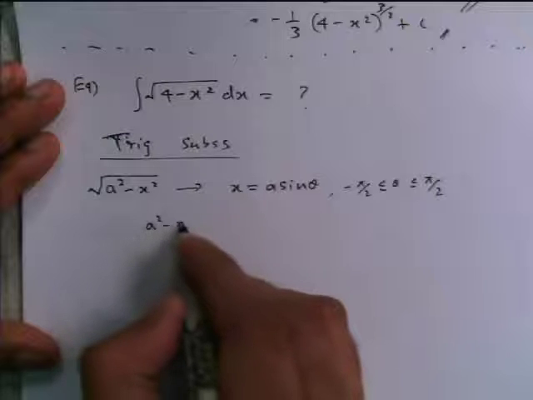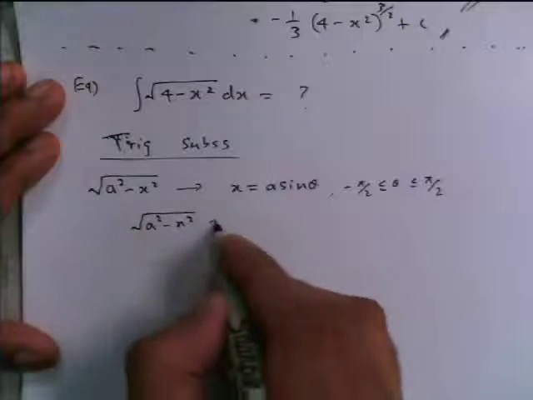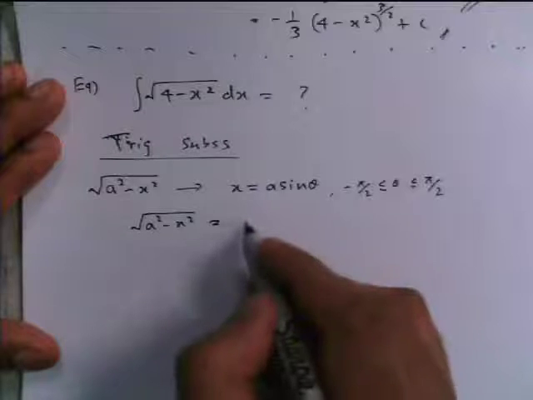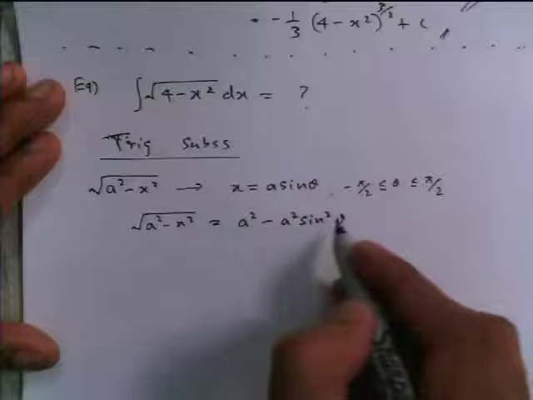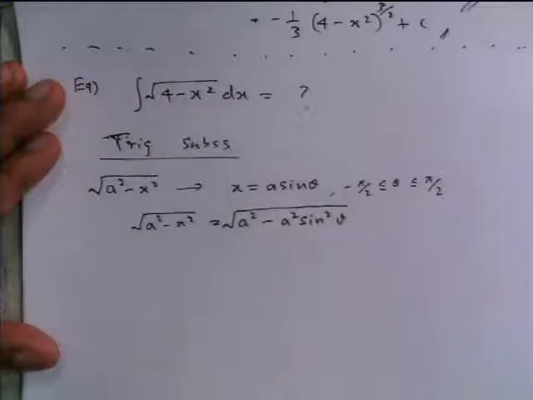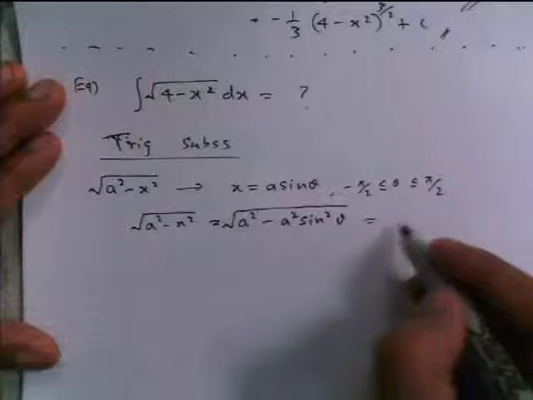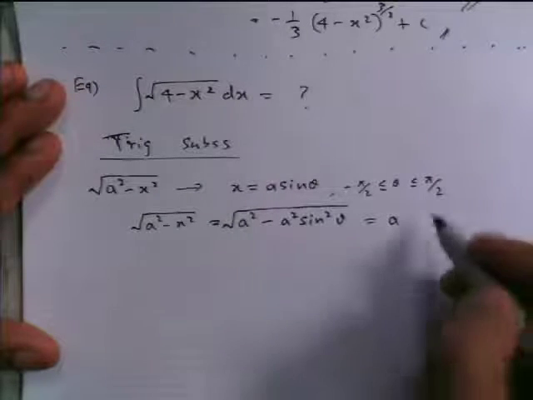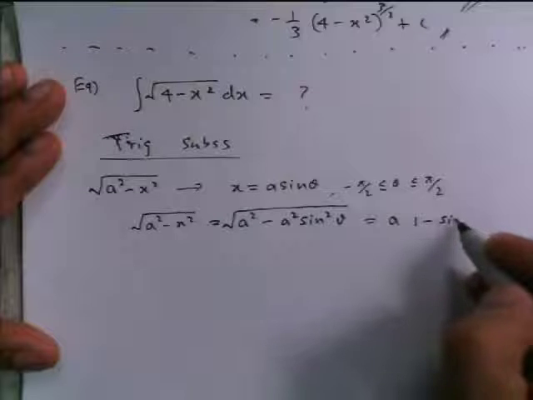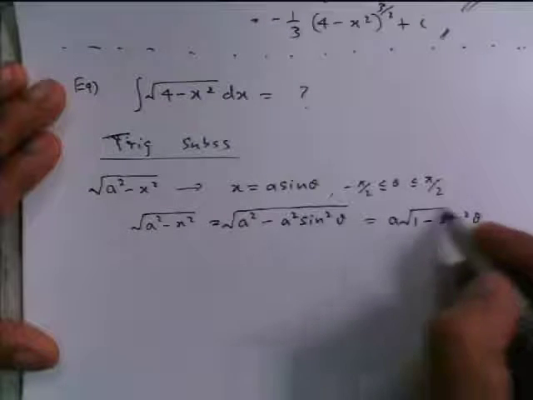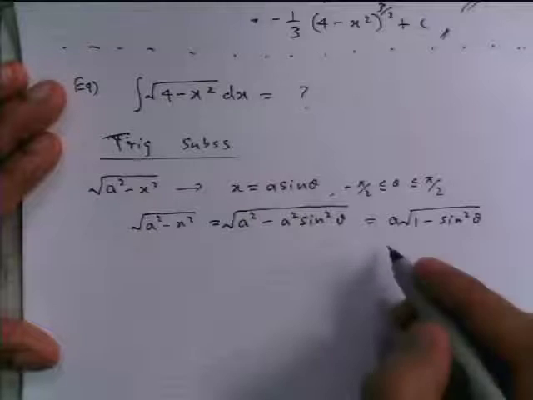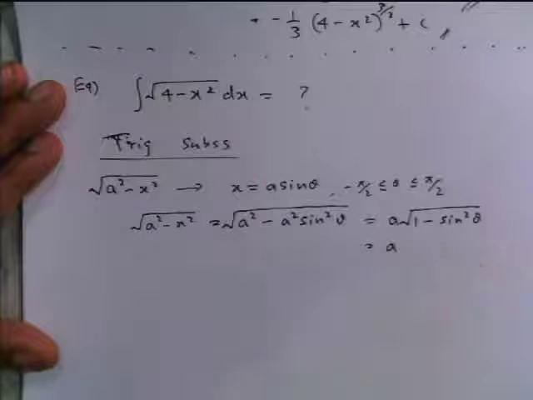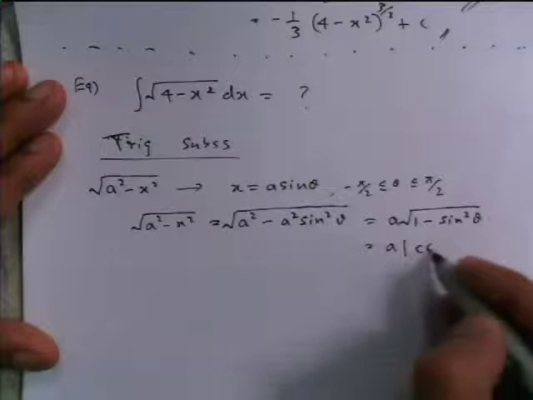So the square root of a squared minus x squared. We substitute x equals a sine theta, so that means a squared sine squared theta. And we can take a out. Once you take a out, what do you get? The square root of 1 minus sine squared theta. What is 1 minus sine squared theta? Cosine squared theta. Once you take the square root, it becomes a cosine theta, but it shall be positive, so we put the absolute value of cosine theta.